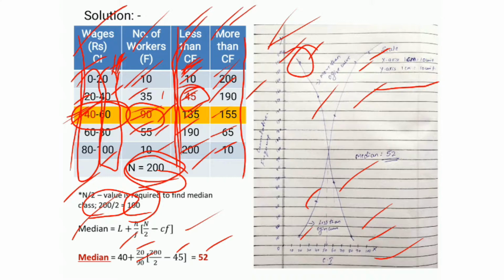At the intersection point, just drop a line and check where it touches the x-axis. If you check clearly, it touches at the point of 52, so the median is 52 and the calculation is also 52, and hence true. I hope you understood this.